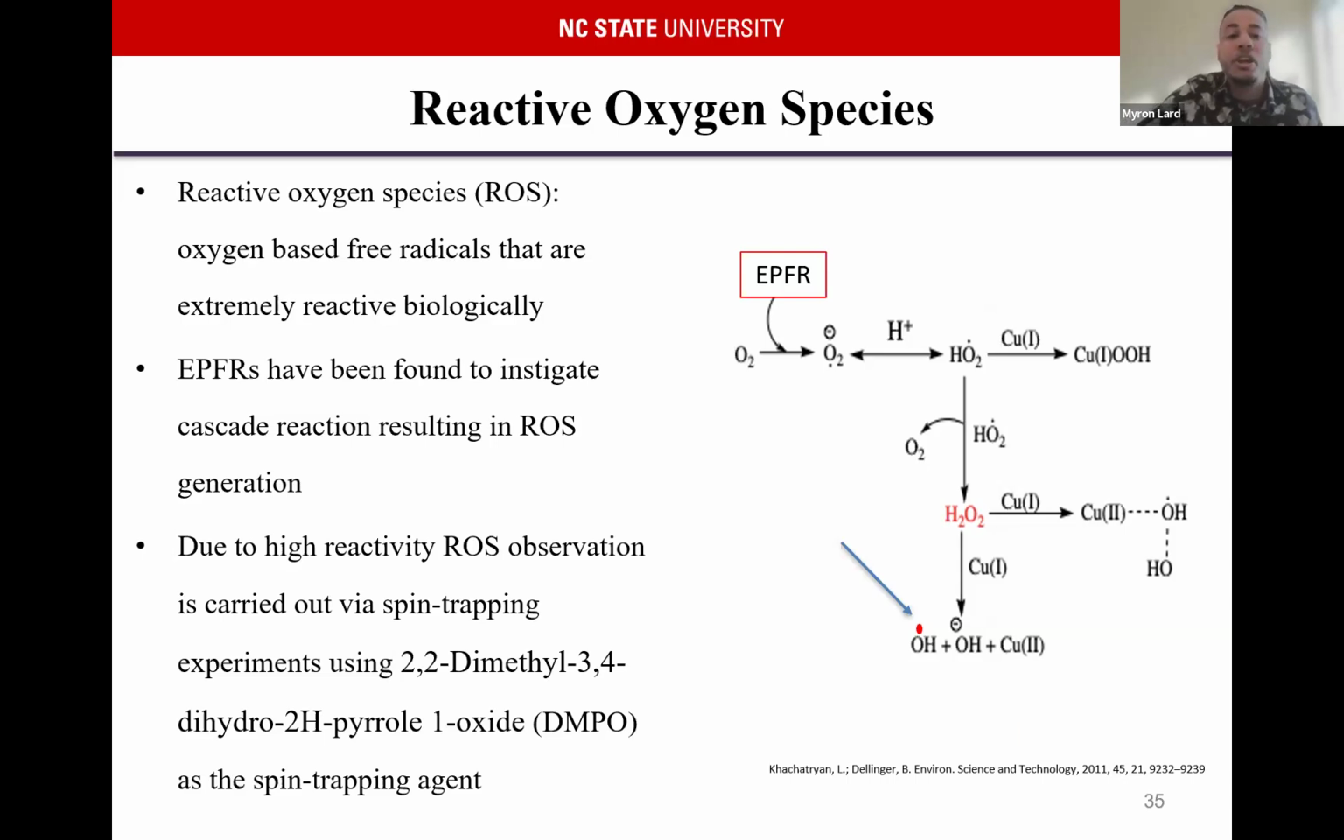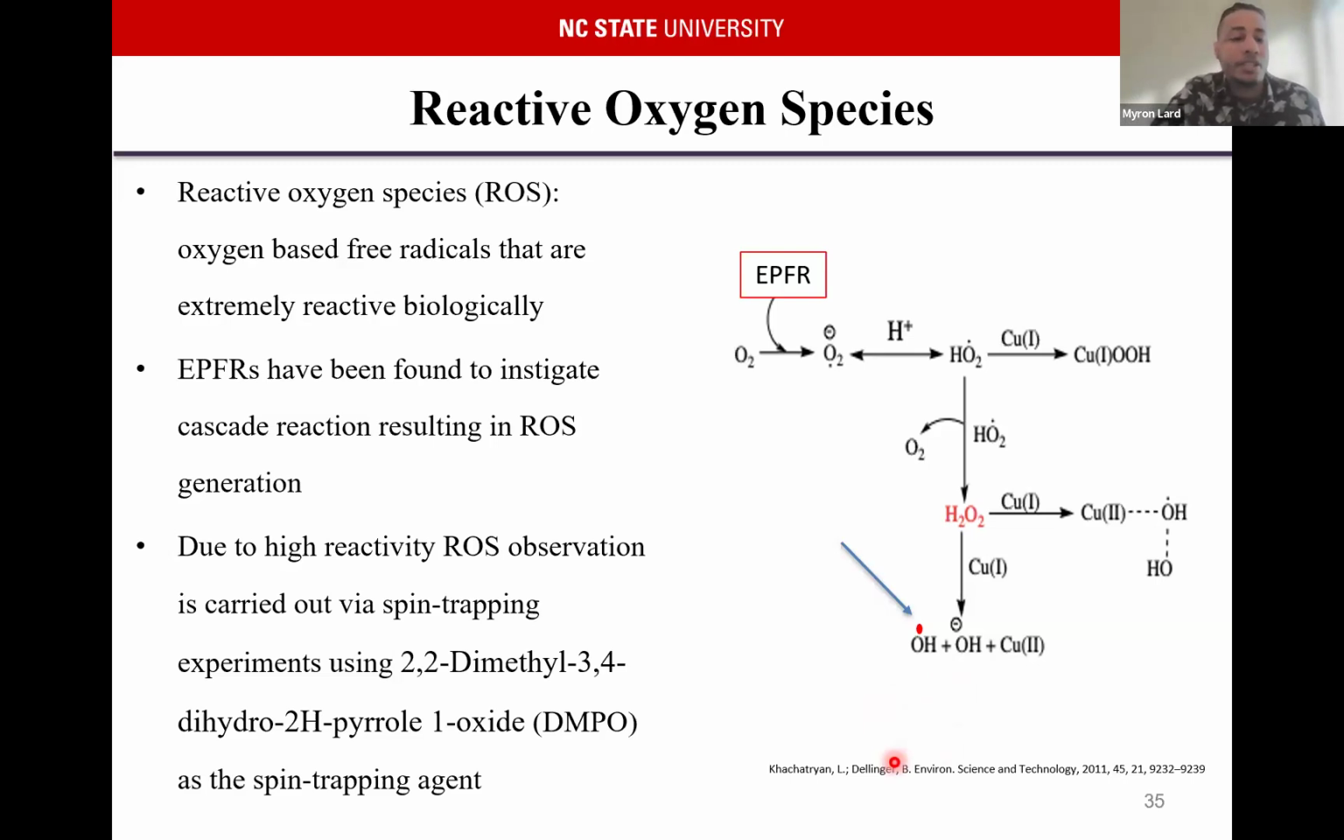Reactive oxygen species are oxygen-based free radicals that are extremely biologically reactive. So when they get into our body, they have very high reactivity, and they are directly attributed to oxidative stress-related illnesses. Research has found that EPFRs have instigated the cascade reaction that can result in the formation of these reactive oxygen species. So we have oxygen here interacting with our EPFRs, generating the reactive oxygen species cascade, ultimately forming our hydroxyl radical, or our reactive oxygen species, down here.